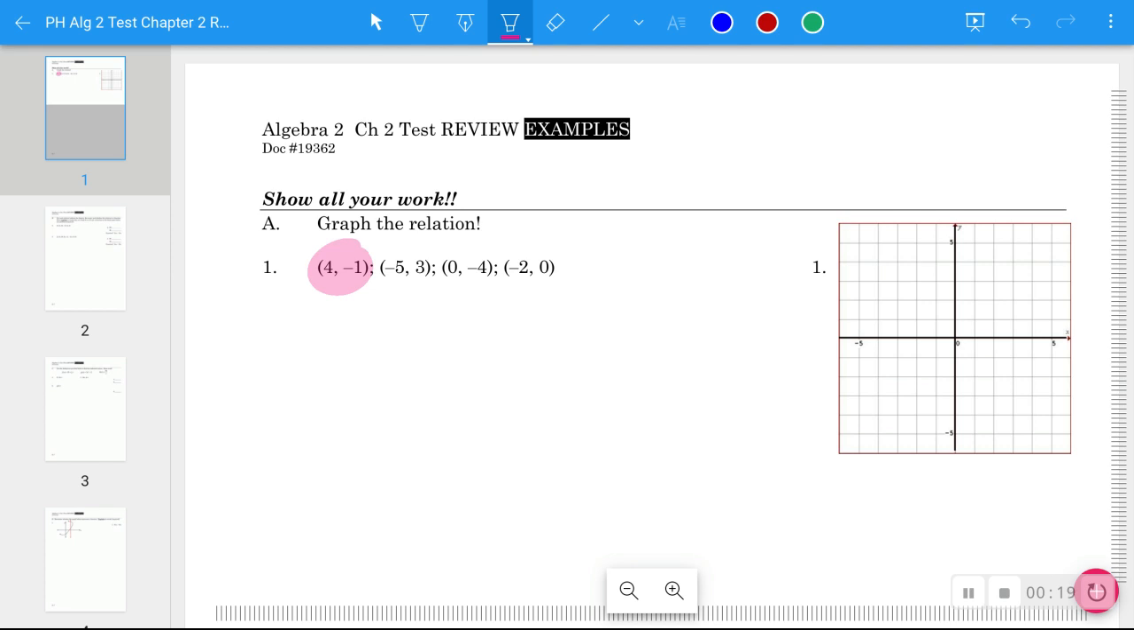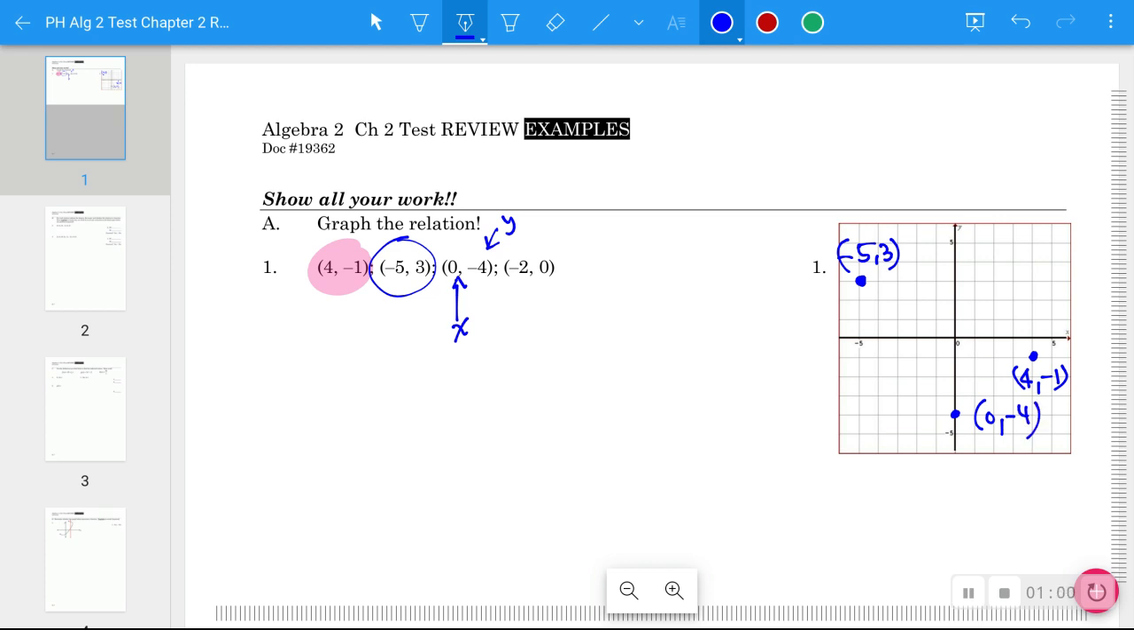So we'll start out with 4, -1 right there. And let me use the other tool to draw it. 4, -1 is right there. And then -5, 3 is 5 back and 3 up. So there's -5, 3. This was 4, -1. And then on the next one, the x is 0, which means you don't move right and left, you just move up and down. And the y value when it's negative is down, so down 4 units. And that'll be the point 0, -4.